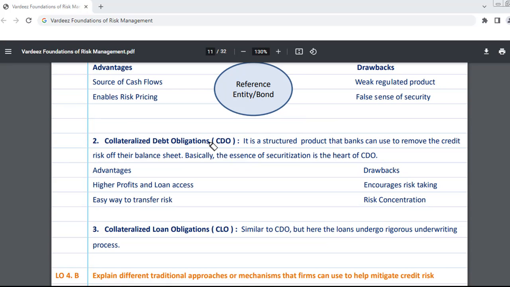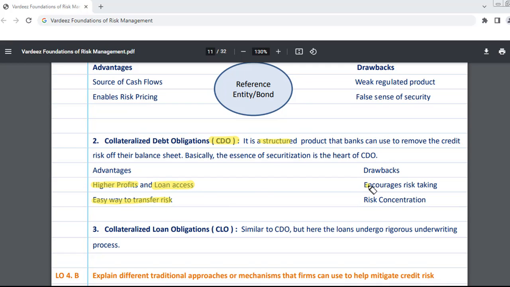The second credit derivative is the CDO. Now, we've already talked about it. It's a structured product that banks can use to remove the credit risk off their balance sheet. The essence of securitization is the heart of CDO. Now, talking about the advantages, yes, there are higher profits for banks, and loan access even for subprime borrowers who were not eligible earlier. Banks started to give out loans to them as well, so this is actually a good opportunity for all the people in the subprime category. It's also an easy way to transfer risk. Just form an SPV and you're good to go with the securitization.